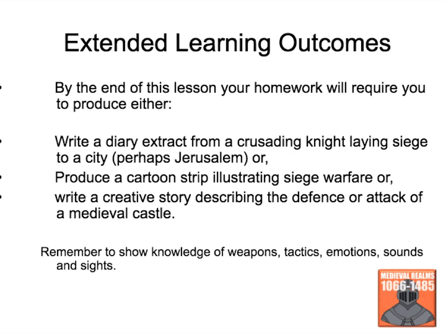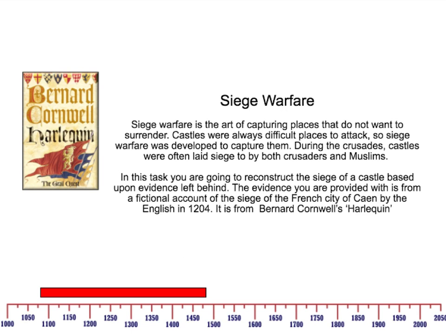Our possible extended outcomes of this particular task are then listed. And we move on to preparation then for activity 1, where students will be given bullet points taken from the text of Bernard Cornwell's book Harlequin, part of his Grail Quest trilogy. What they're going to do is read a description of the English siege of the city of Caen in 1204, and what they have to do is illustrate that siege and label it based upon the description that he provides.